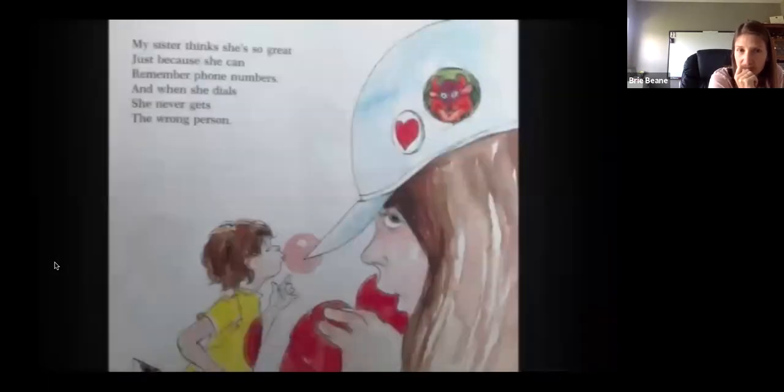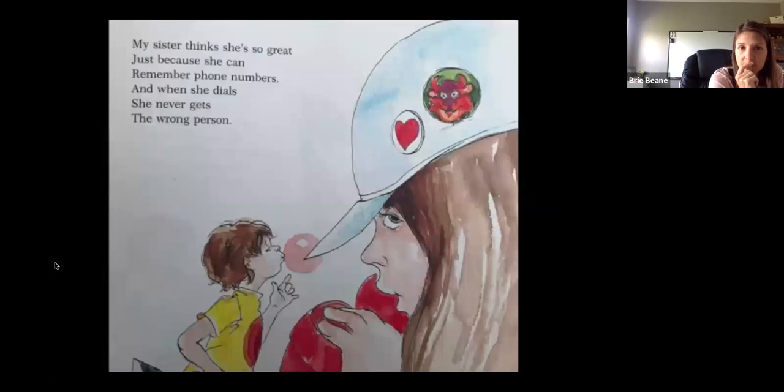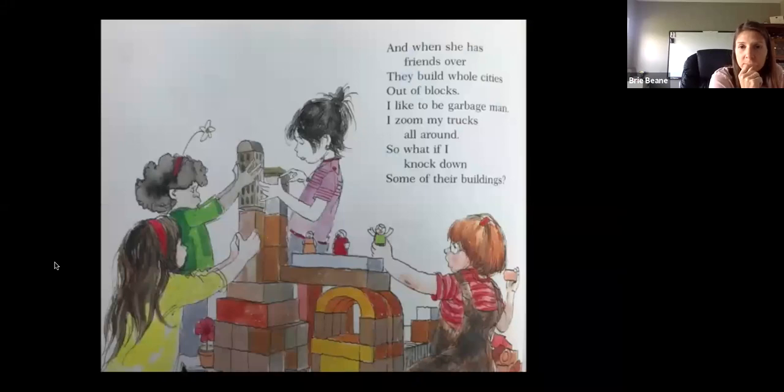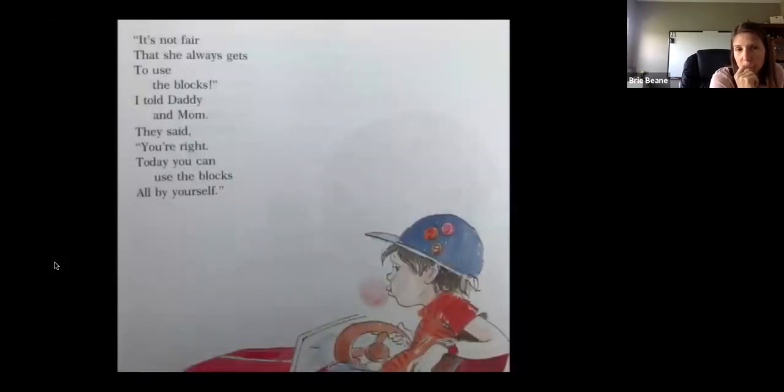My sister thinks she's so great just because she can remember phone numbers, and when she dials, she never gets the wrong person. And when she has friends over, they build whole cities out of blocks. I like to be garbage man. I zoom my trucks around, so what if I knock down some of their buildings? It's not fair that she always gets to use the blocks. I told Daddy and Mom. They said, "You're right. Today you can use the blocks all by yourself."